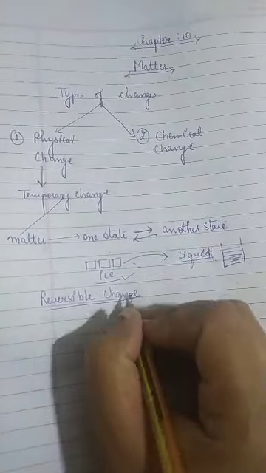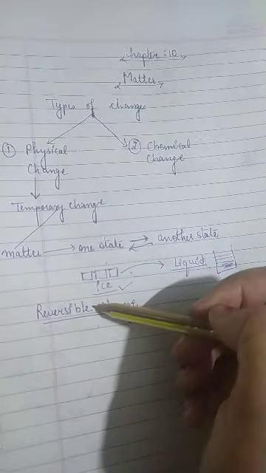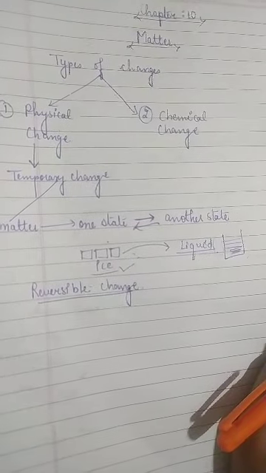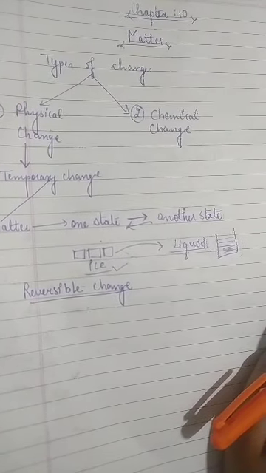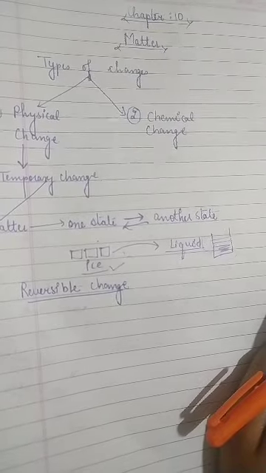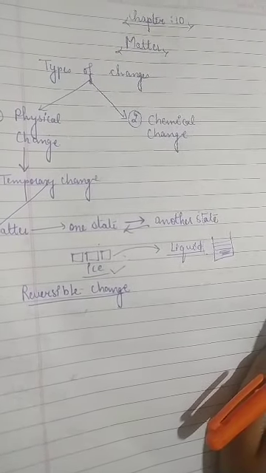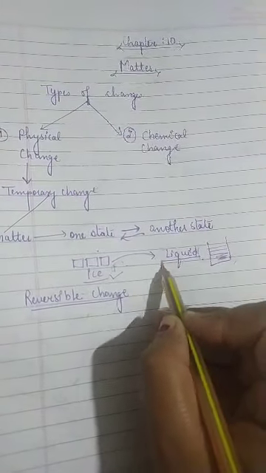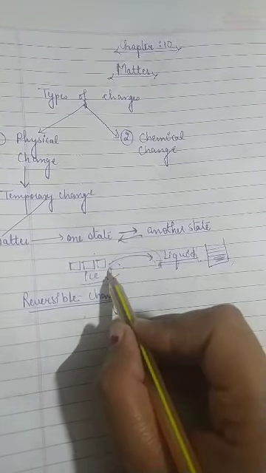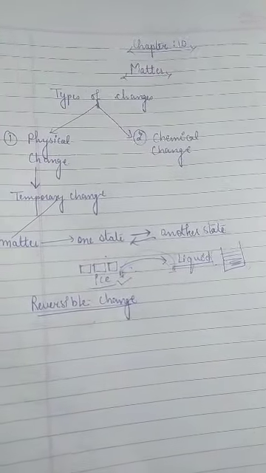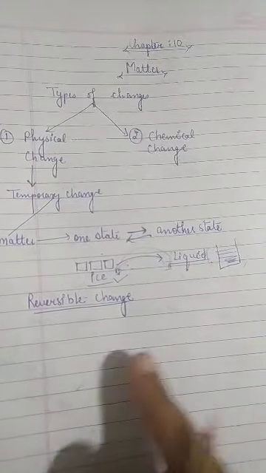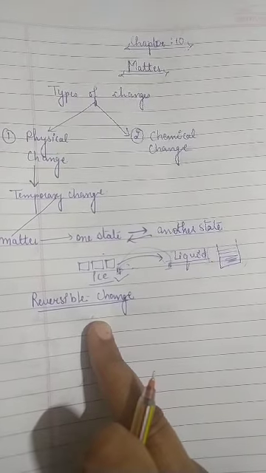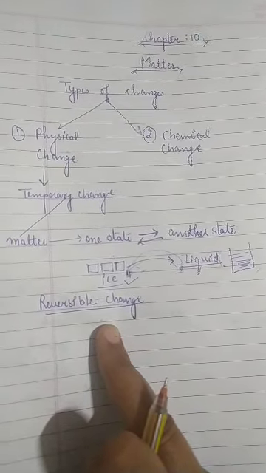If someone asks you whether physical change, temporary change, reversible change are all different, no, they all are the same, but they have different names only, the meaning is the same. Reversible change means a first stage can be converted into the second stage, and again the second stage can convert it into the first stage. So this type of change is known as the reversible change. Clear?